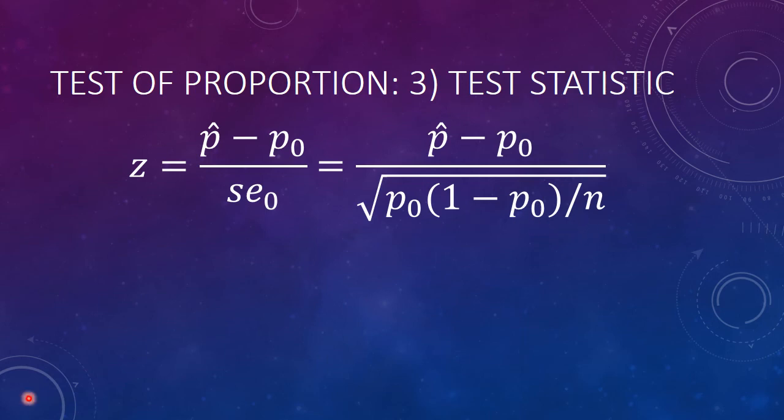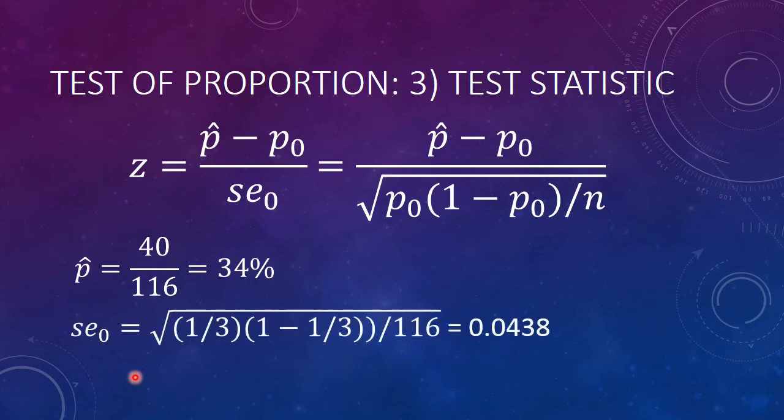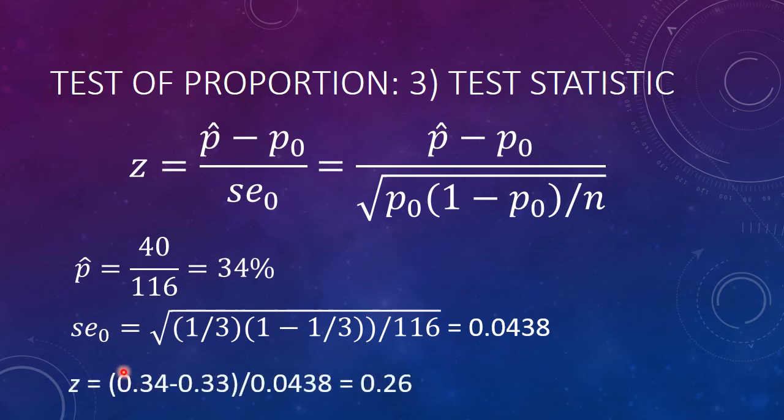So in this case, for the astrologers, they got 40 out of 116 of their chances correct. So the sample proportion is 40 out of 116, which is about 34% correct. And our standard error is going to be based on our null hypothesis value of 1/3. So we'll take the square root of 1/3 times 1 minus 1/3, which is 2/3, and divide by 116, which was our sample size. That comes out to be 0.0438. So for our test statistic, we take 34% and subtract 33% and divide by 0.0438, and that gives us 0.26.